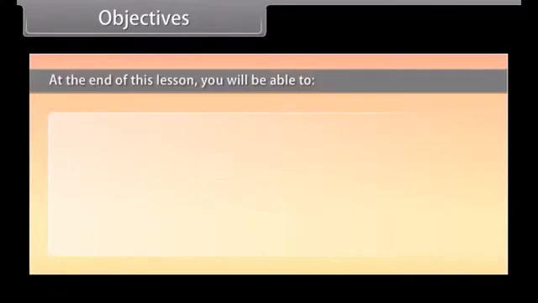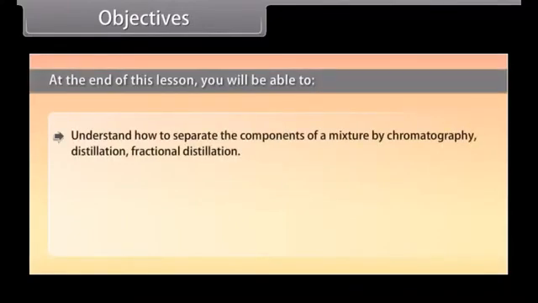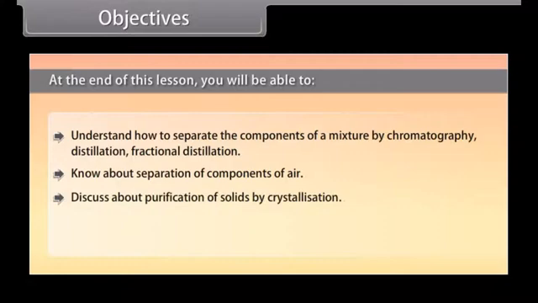Objectives. At the end of this lesson, you'll be able to understand how to separate the components of a mixture by chromatography, distillation, fractional distillation. Know about separation of components of air. Discuss about purification of solids by crystallization. Classify the pure substances.